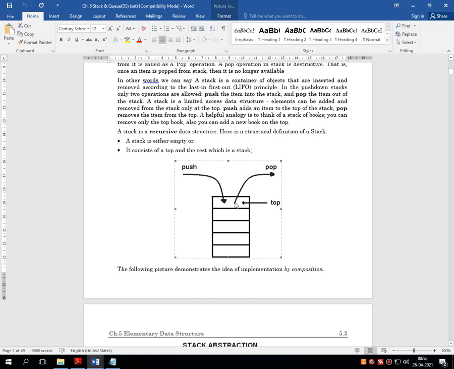So what we have to do, whatever the last data I have inserted, I have to remove that data. Then again second, then third, then fourth, and then finally the last one. So in this manner, last in first out works, which is called as stack.